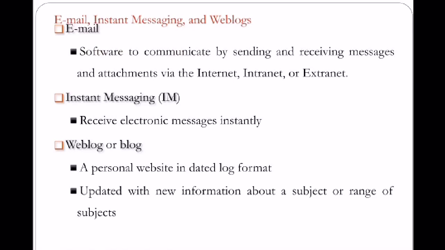We have also email, instant messaging and also web blogs. Email software is used to communicate by sending and receiving messages and attachments through the internet, intranet or extranet. So electronic mail, we call it email, and we can use it on the internet, intranet and extranet. Instant messaging receives electronic messages instantly, and also a web blog is a personal website in diary log format.